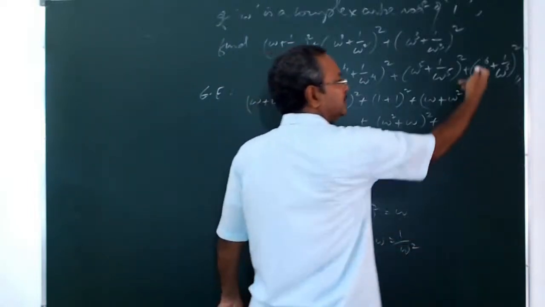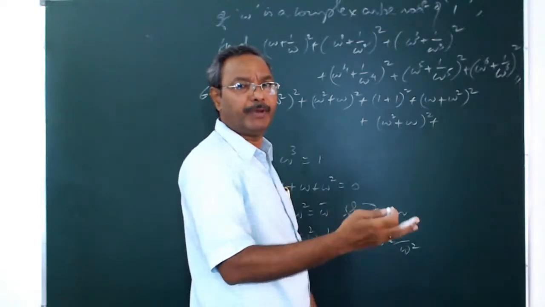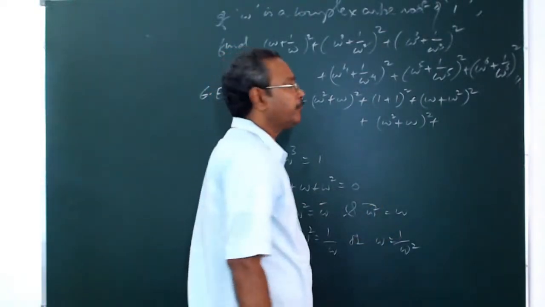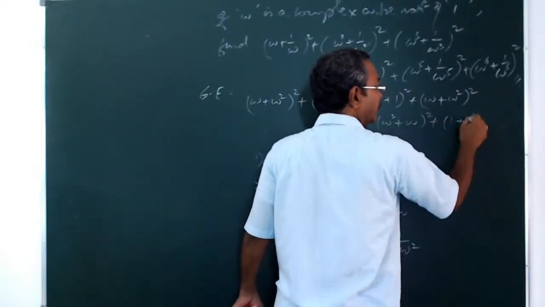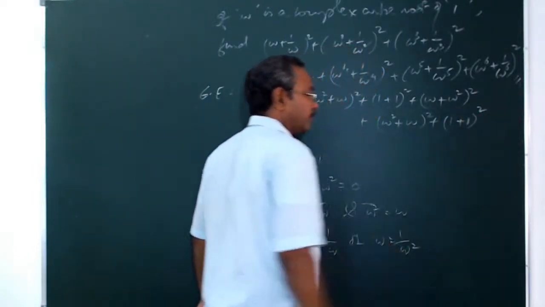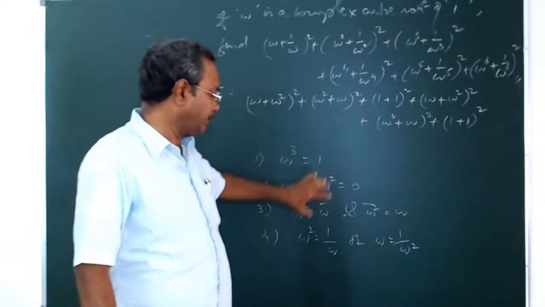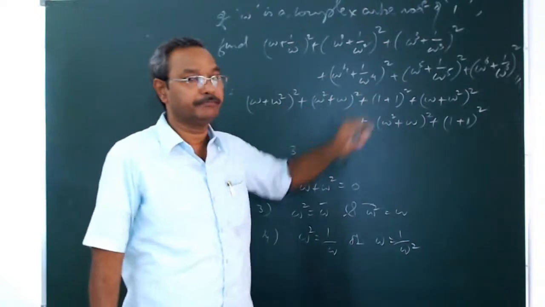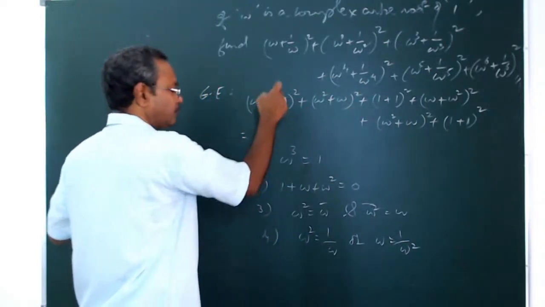We know that 6 is a multiple of 3. If it is a multiple of 3, omega to the power of 6 should be equal to 1. So it is 1 plus 1. This is also 1. So 1 plus 1 is 1. So, applying these properties, we got this one. Now this becomes, what is omega plus omega square?